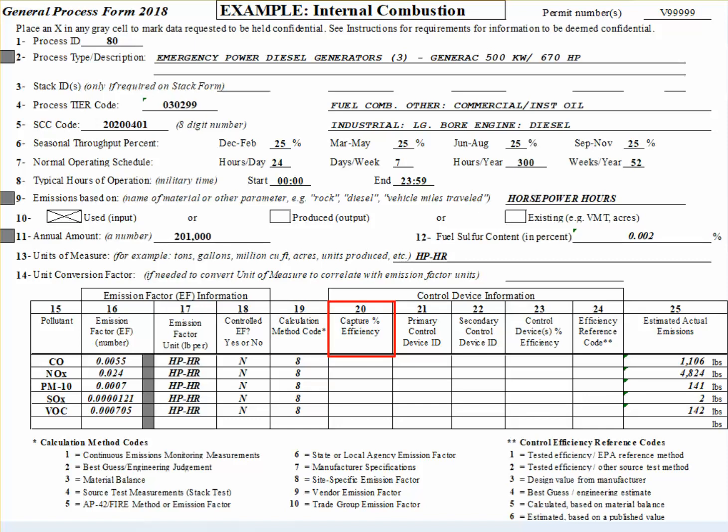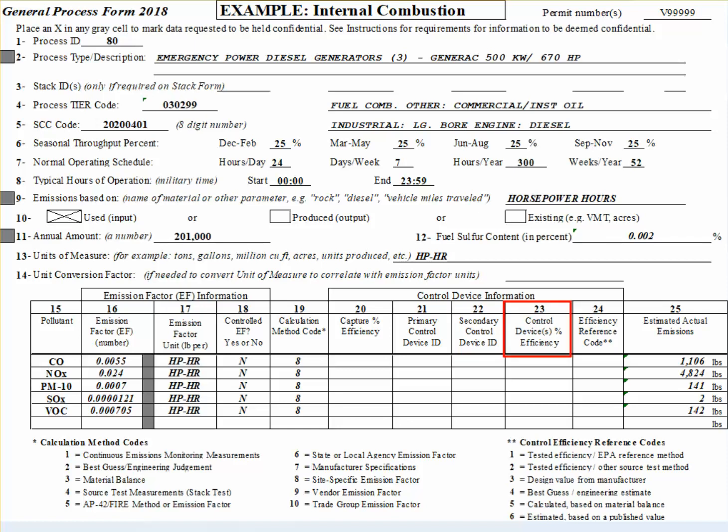If you do not have a control device, then fields 20 through 24 can be left blank. Otherwise, fill them out as follows. Capture percent efficiency is the proportion of pollution that is captured by an emissions control device from an output stream. Primary control device ID is the unique ID for this control device from the control device form. Similarly, the secondary control device ID is the unique ID for this control device from the control device form.